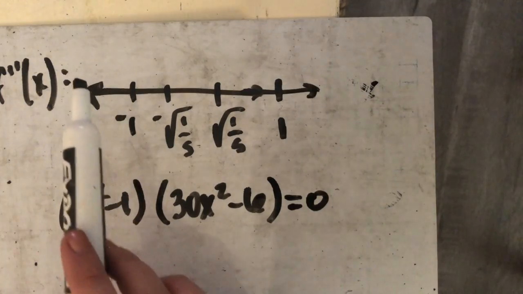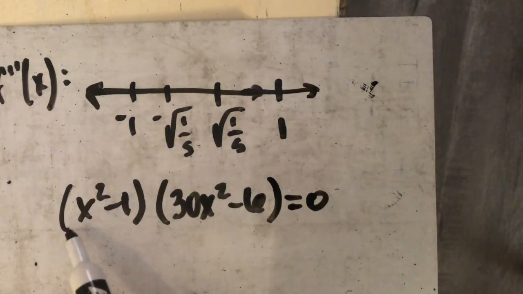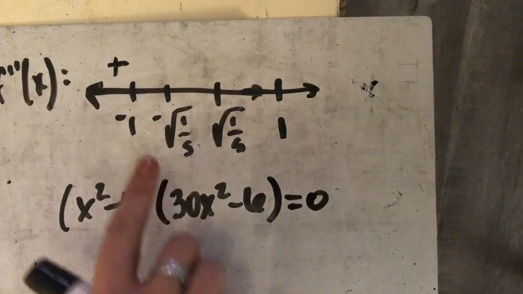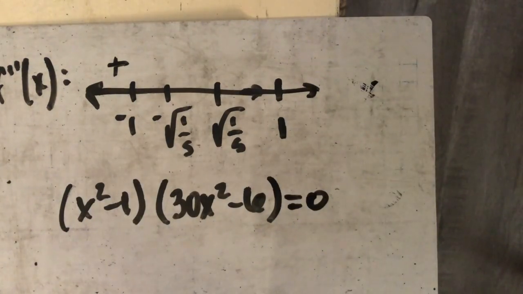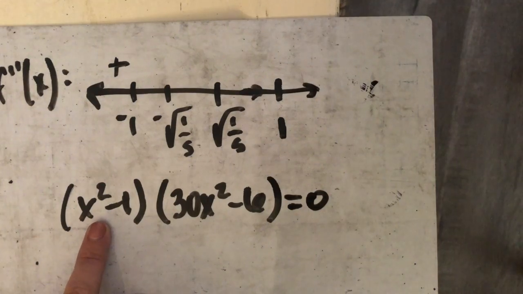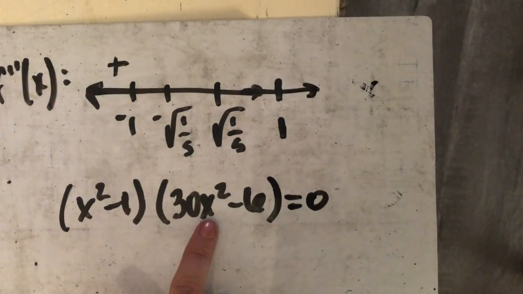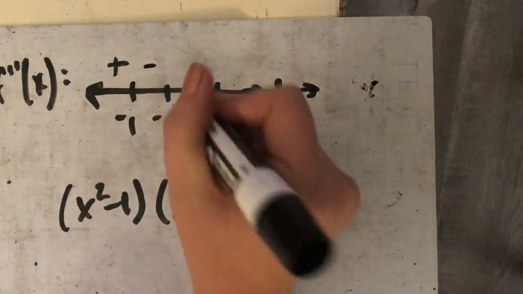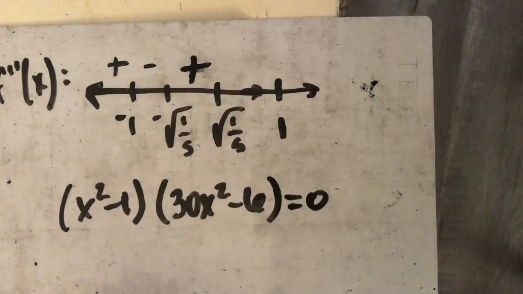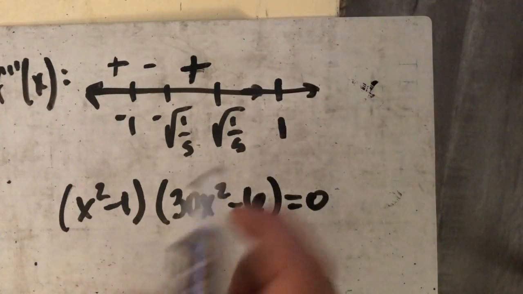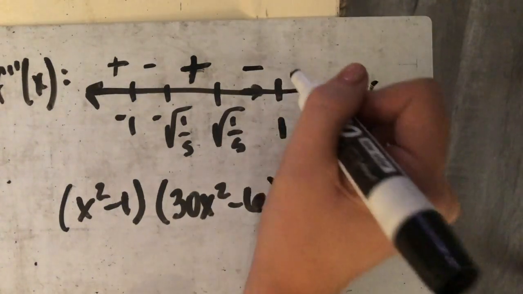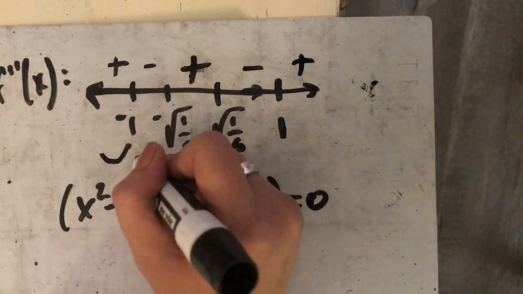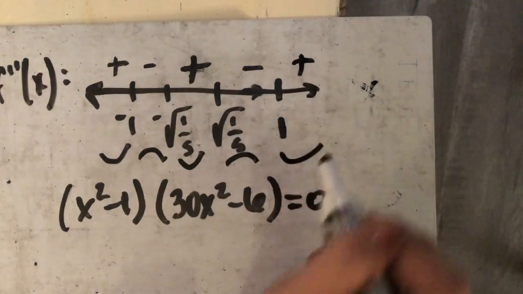If I plug in a -2, I would get a positive times a positive, which would give me a positive there. Then if I plug in something in between there, like -0.5, that would be a negative here times a positive there, which would give me a negative. Okay. Then plug in 0, I would have a negative times negative is positive. That's an easy one. Plug in positive 0.5, I would have a negative times a positive, which would be a negative. And then if I plug in a larger number, both of those would be positive. There you go. So what that means then is I've got concave up, concave down, concave up, concave down, concave up.